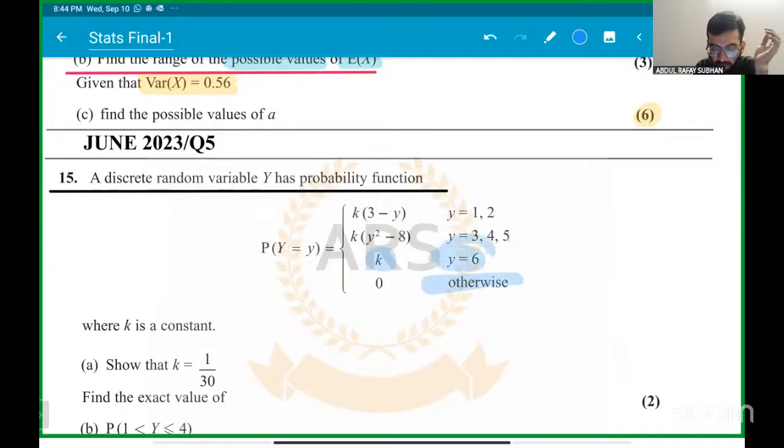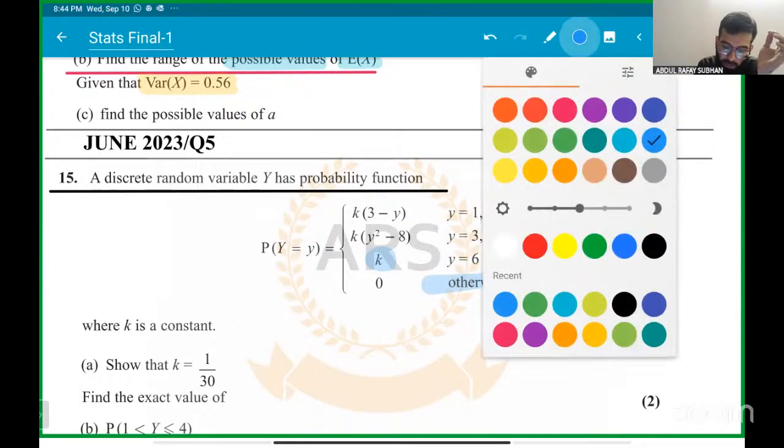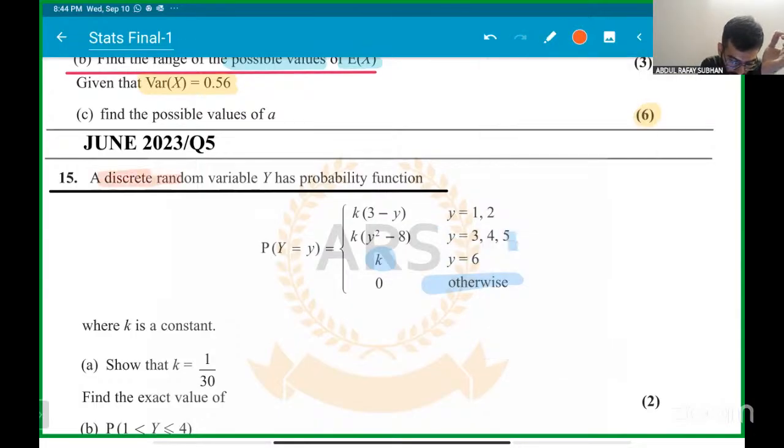can anyone tell me whether the values can be in decimal? The values can never be decimal for y, because this is our discrete random variable. In discrete random variables, the y values cannot be decimal. So when the y value is 7, 8, 9 or otherwise greater than 6, the probability will be 0.